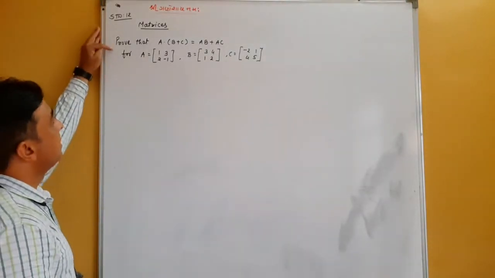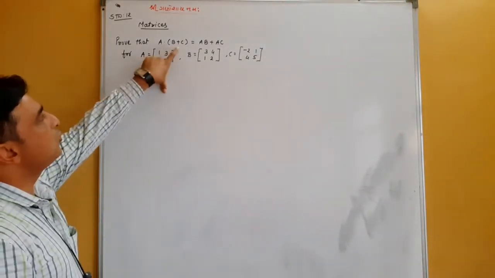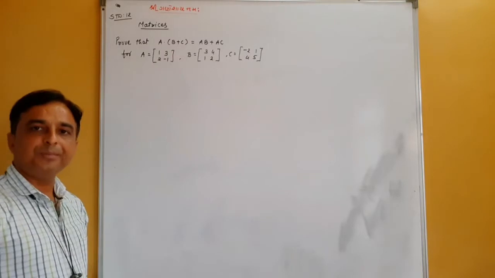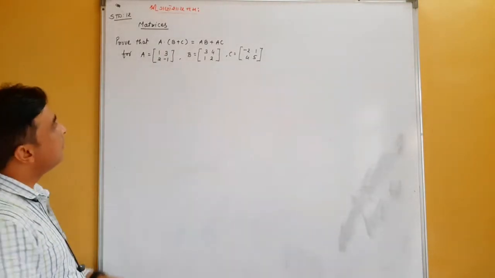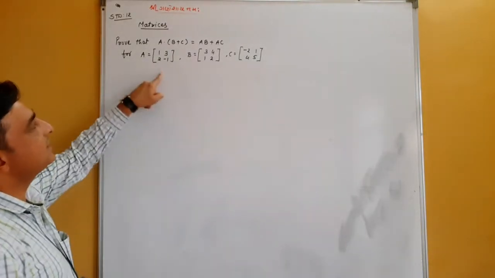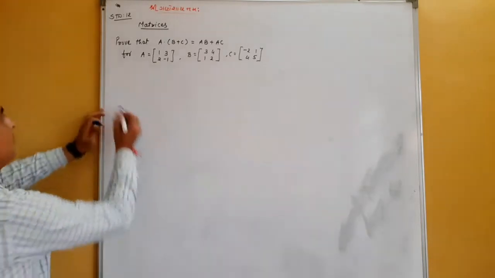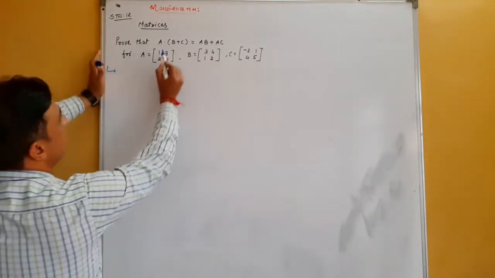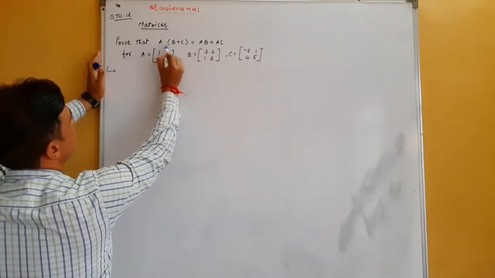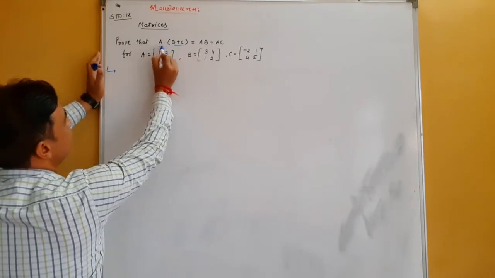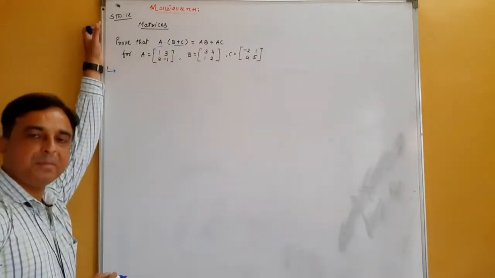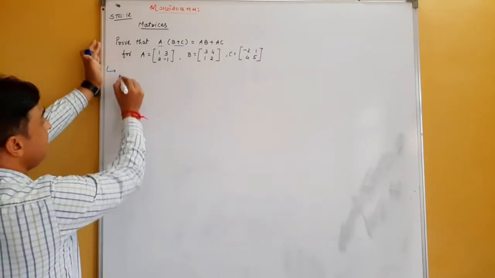Look at here. Prove that A(B + C) = AB + AC for 2 by 2 matrices A, B, C. So for that, what we have to find? First B plus C, then multiply the addition of B plus C with A.